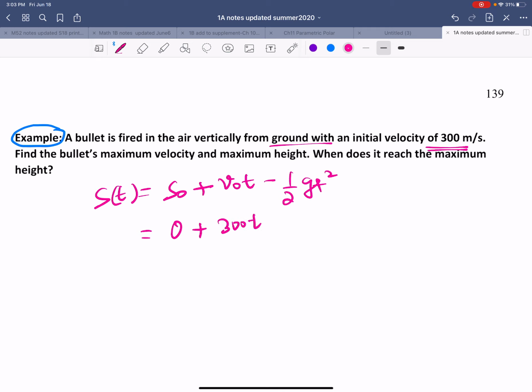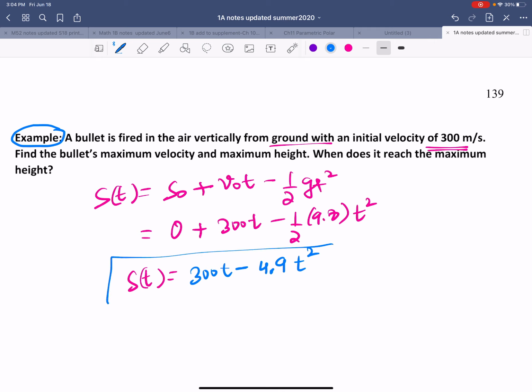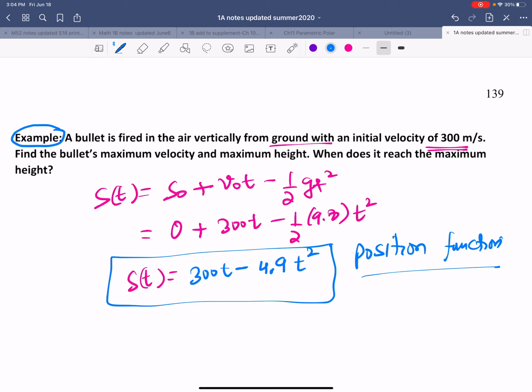Velocity initial is 300, and the distance is in meters, so g will be 9.8 t squared. So the position function in this case turns out to be 300t minus 9.8 divided by 2, which is 4.9 t squared. 300t minus 4.9t squared. This is my position function for this object. Whatever bullet I'm throwing in the air, this is the position function.